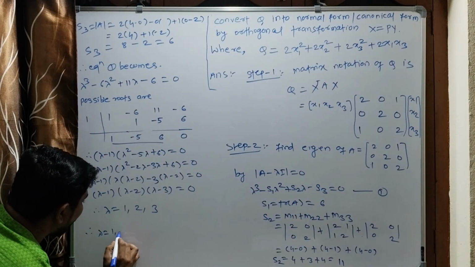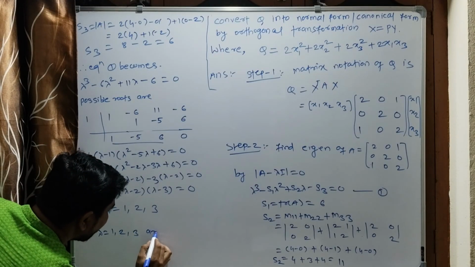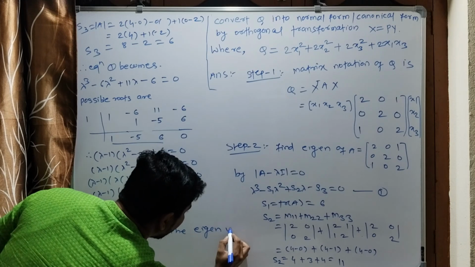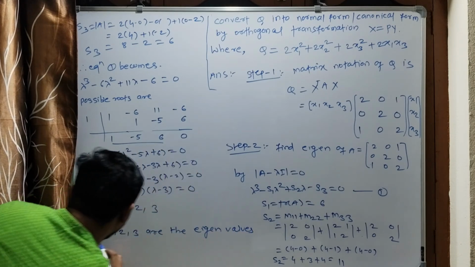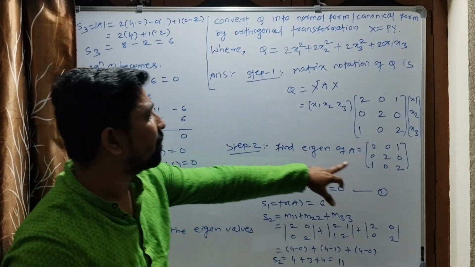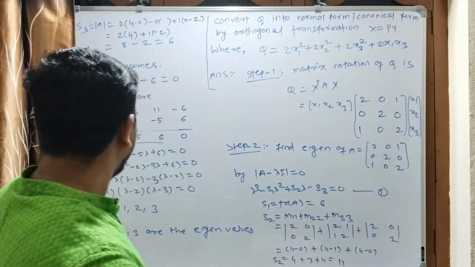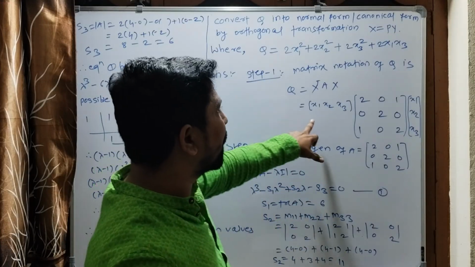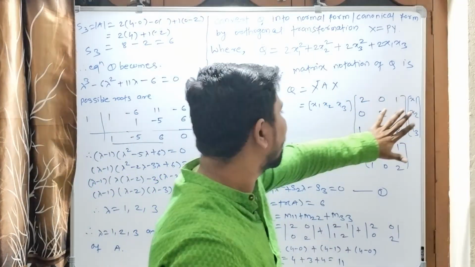Lambda equal to 1, 2, 3 are the eigenvalues of the given matrix A of order 3 cross 3. So now the second step is also achieved. The first step was the matrix notation of the quadratic form.